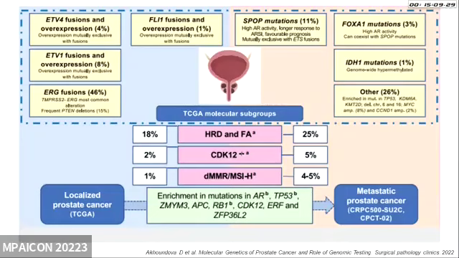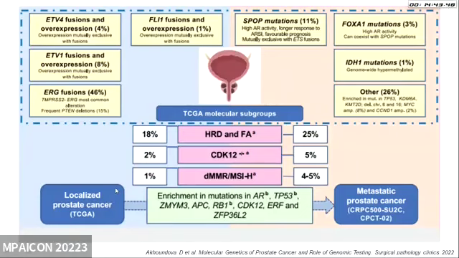Now, this is the diagram which summarizes most of the molecular events in prostate cancer. And here I have also included information about metastatic prostate cancer. The upper part of this cartoon talks about fusions and mutations, which I've already stated. And in the lower part, on the left side, there is localized prostate cancer.